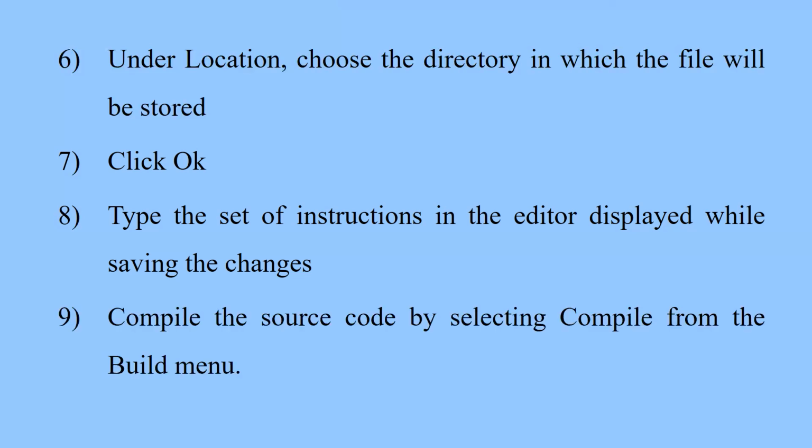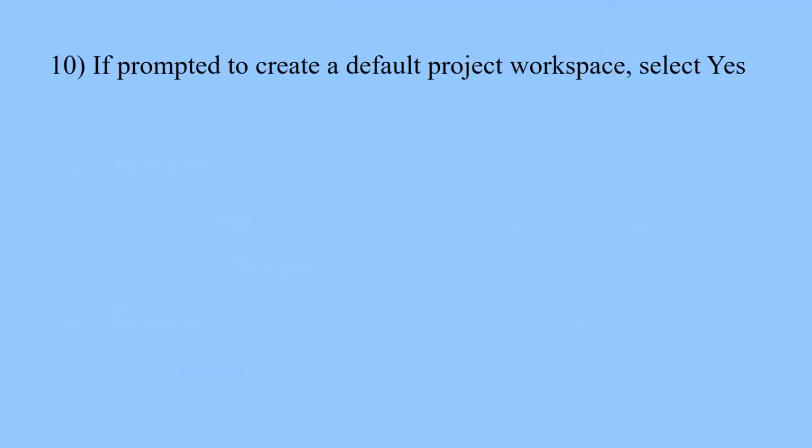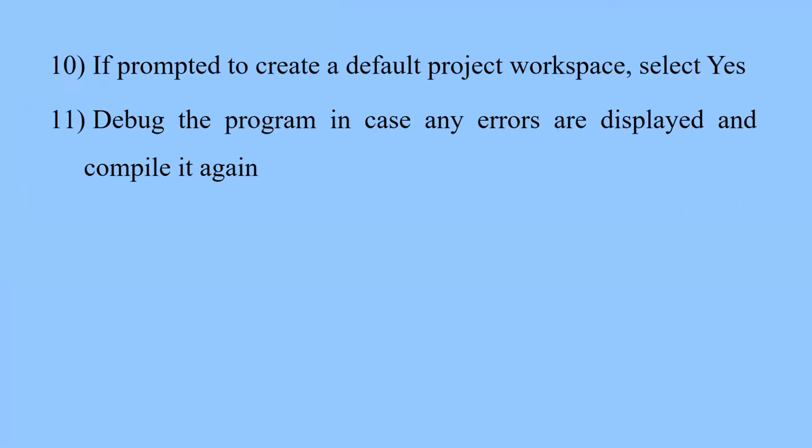Once you are through, compile the source code by selecting Compile from the build menu. Remember, I have said compiling is that step where you invoke the compiler to go through your source code and check whether it is okay. If it has any errors, it is going to report. If there are no errors, it will proceed and convert your source code into an object code. And then, if prompted to create a default project workspace, select yes. Then debug the program in case any errors are displayed and compile it again.